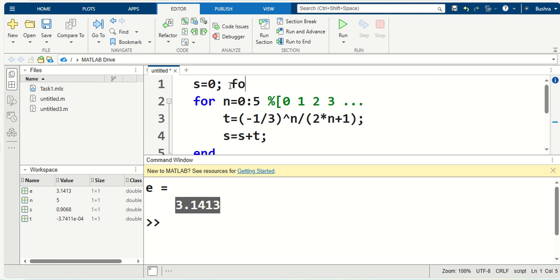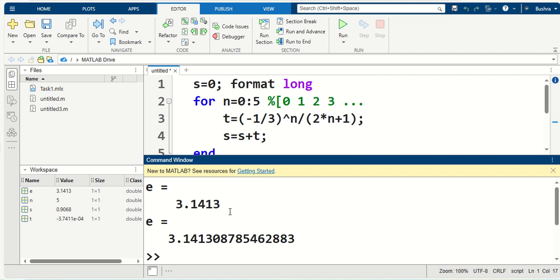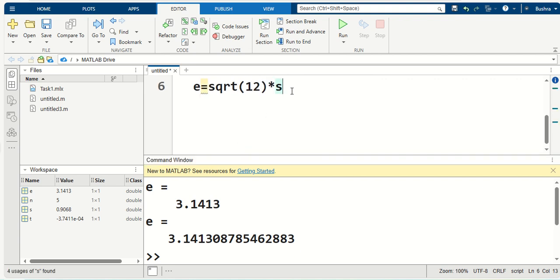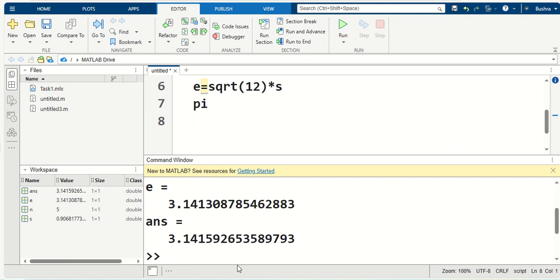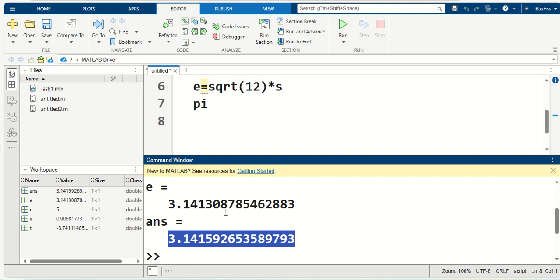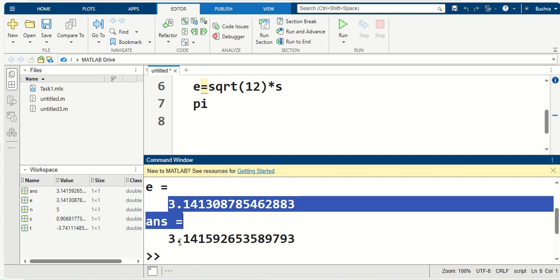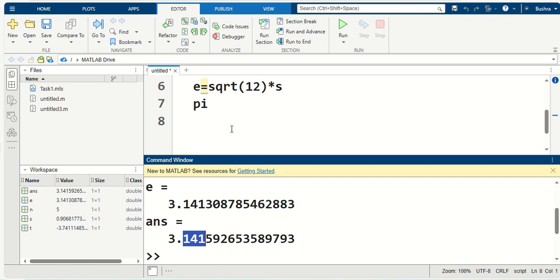If you want, you can use format long as advised by the question, and you can check the value with pi. Let's compare it with the value of pi. So this is e, and this is the value of pi, which differs in the fourth, fifth decimal digit. You see there are a little bit of variations, fine. But up to, let's say, the first 3 decimal digits, they are more or less the same.